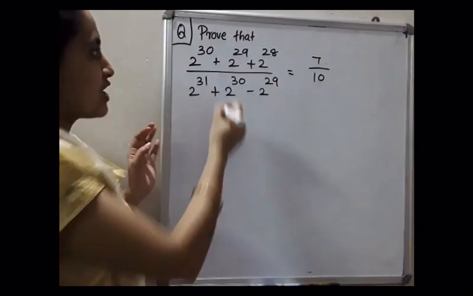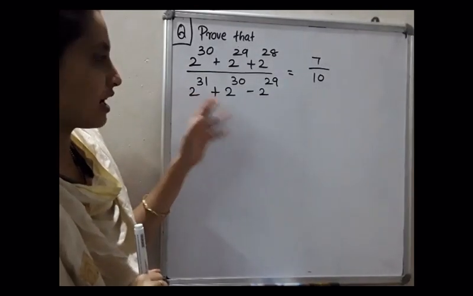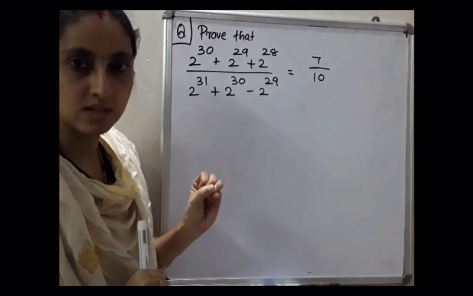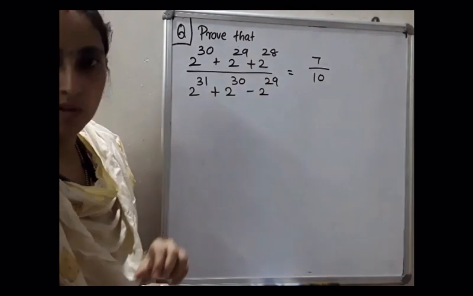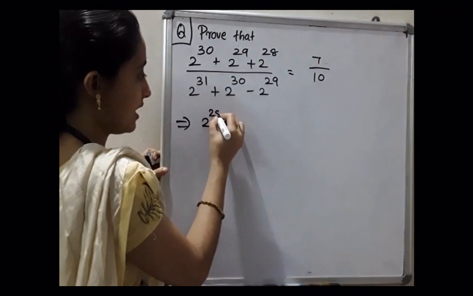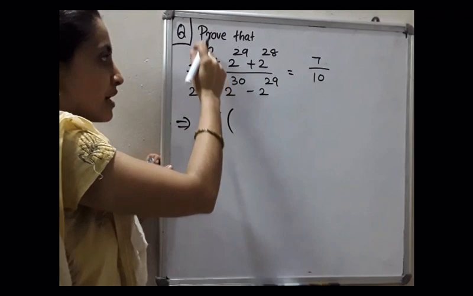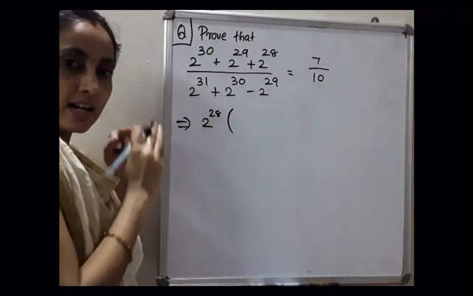Simple one. What you have to do is first go through the numerator and denominator. Which one is the smallest term here: 2 raised to 30, or 2 raised to 29, or 2 raised to 28? Yes, 2 raised to 28. That you have to take outside. So what is left here? Already 2 raised to 30 is there, so you have to take out 2 raised to 28.